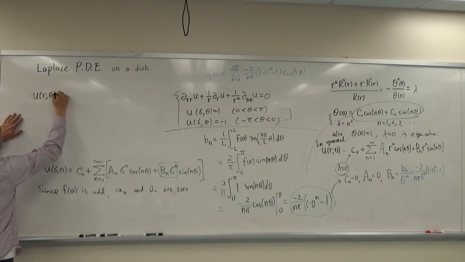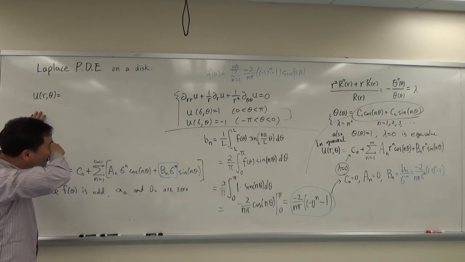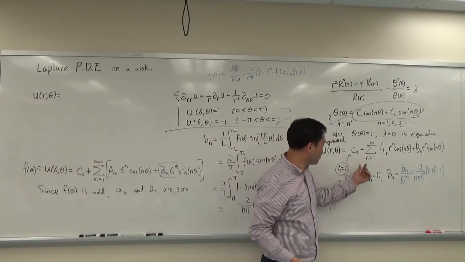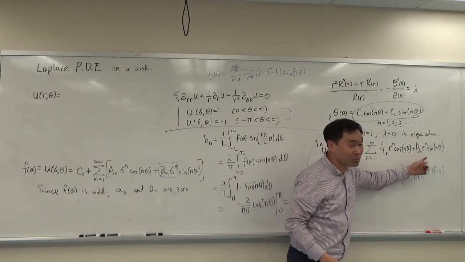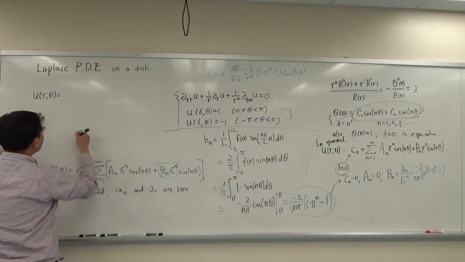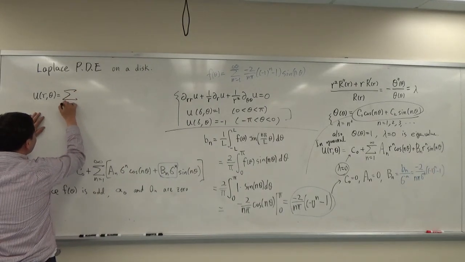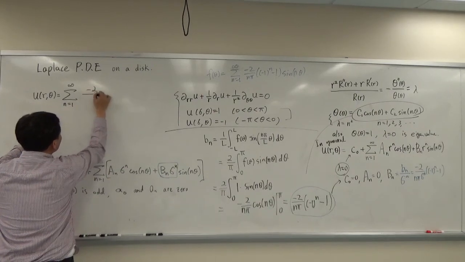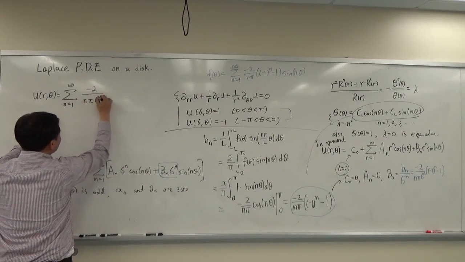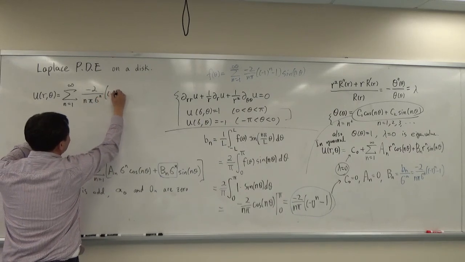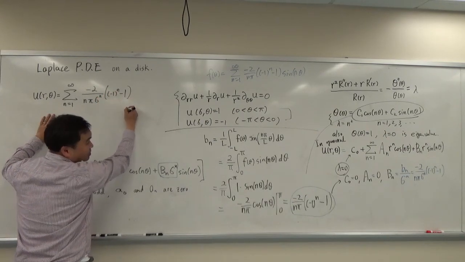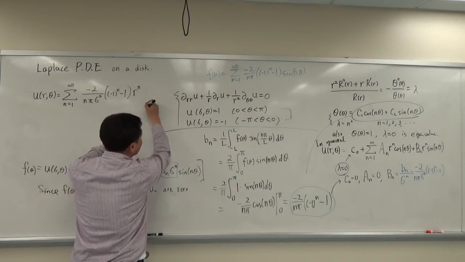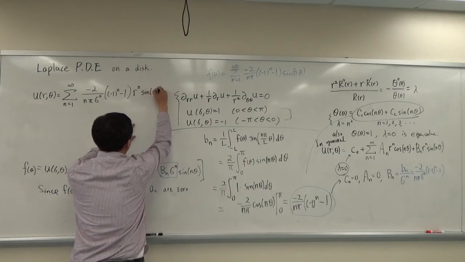U of r, theta is, what is it? This is u, right? We found c0 is 0, an is 0. So the only thing is this one. So we have summation n from 1 through infinity of negative 2 over n pi 6 to the nth power, negative 1 to the nth power minus 1, and then r to the nth power sine n theta.